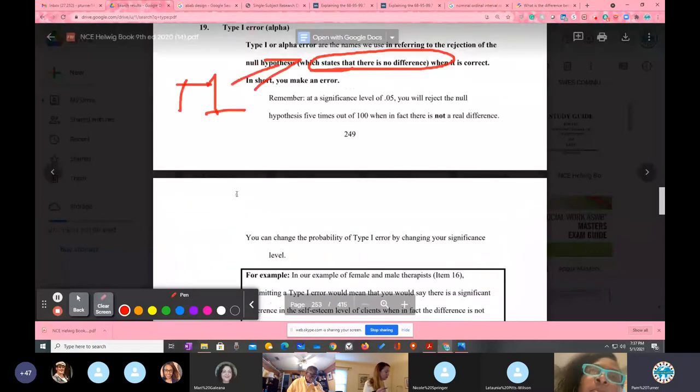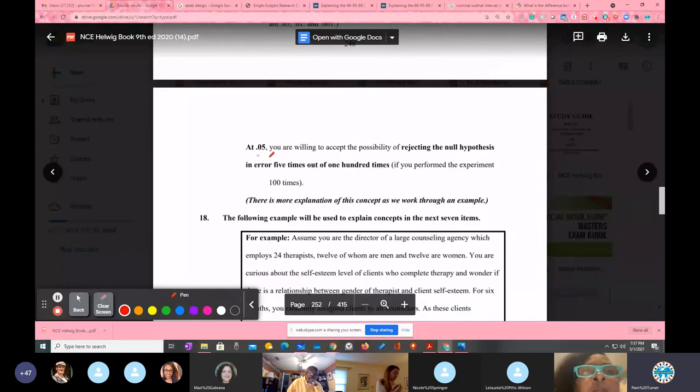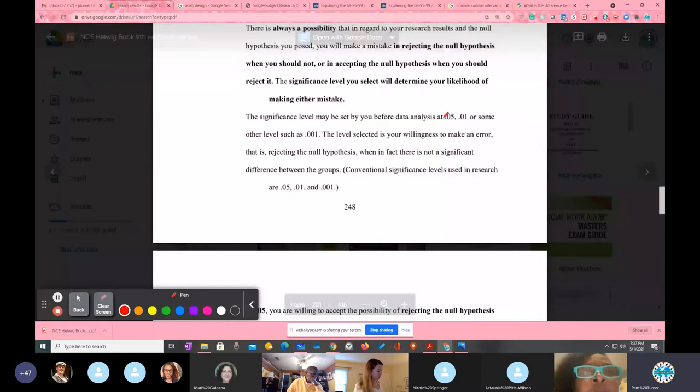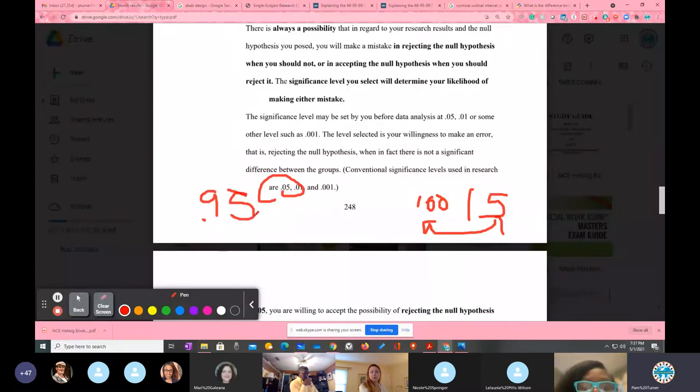So probability is going to be your 0.95. What that means, if I have a 0.95 probability, and that's usually where we started off at, is that out of 100, there is a 5 out of 100 chance that my research is wrong. That's what that means at the 0.95. I'm sorry, at the 0.05, which is 95. There's only a 5%, 5 out of 100, chance that my research is wrong. That's my p-value, my probability error.